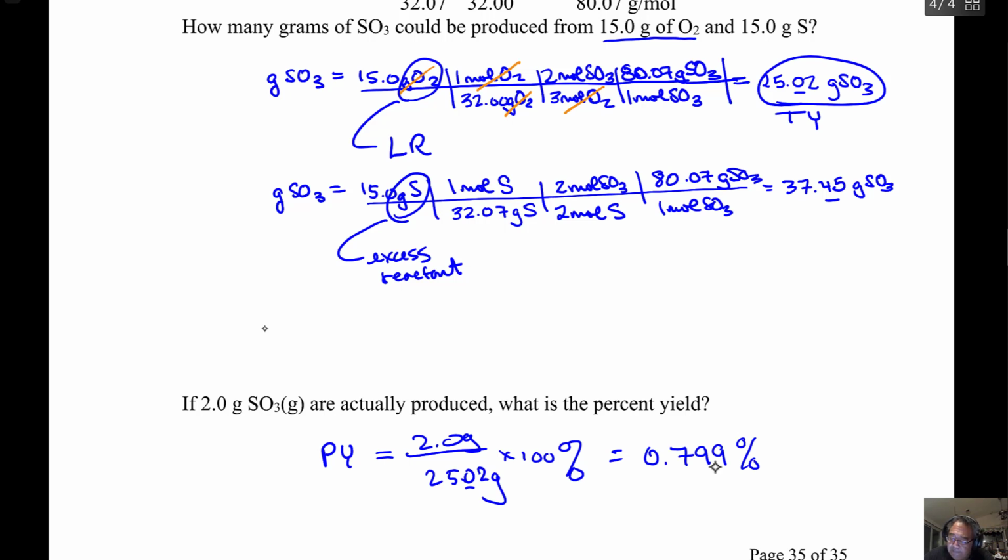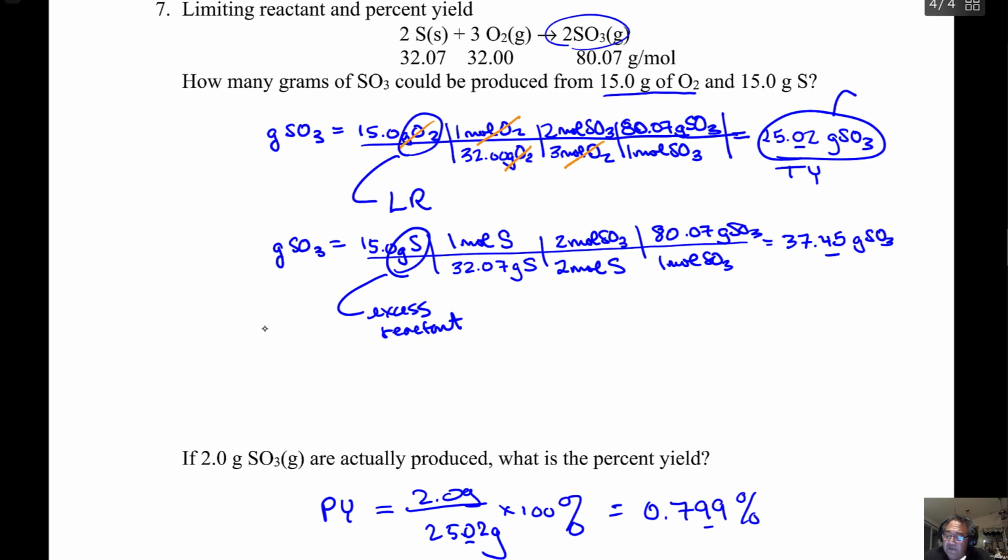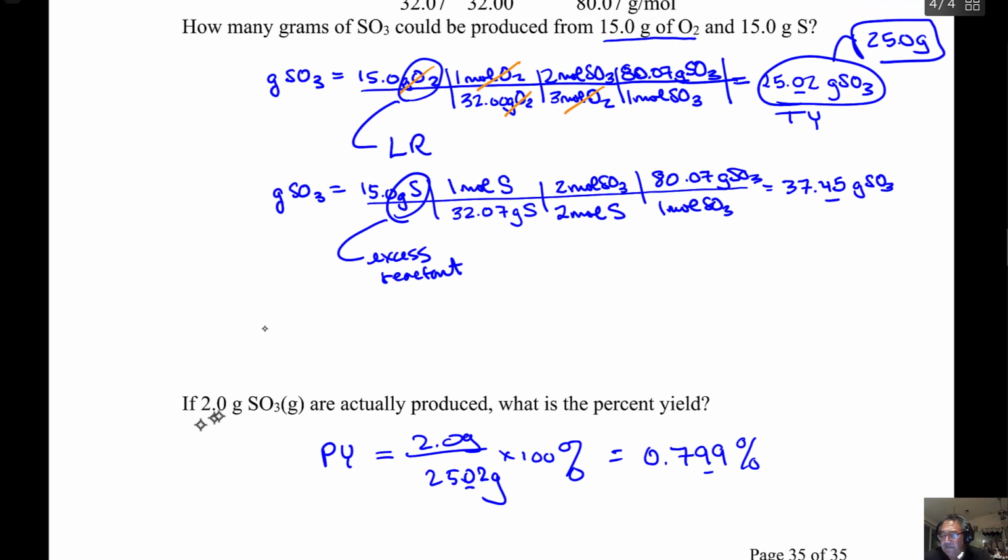Not very good. So now that I've used this number down here, when you do a calculation like percent yield, don't use the rounded numbers, use the unrounded number. The number you'll report, if they're asking for this answer, would be 25.0 grams as your answer here. And then here, it's only 2 sig figs, so I would round this to 0.80%.